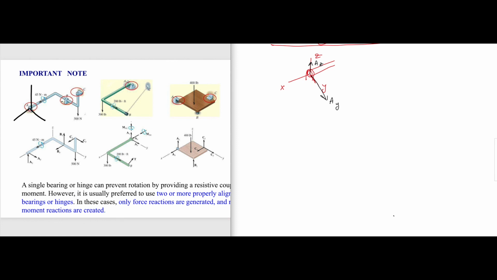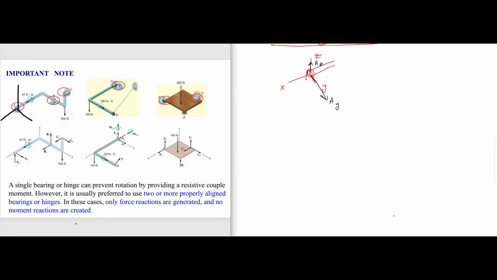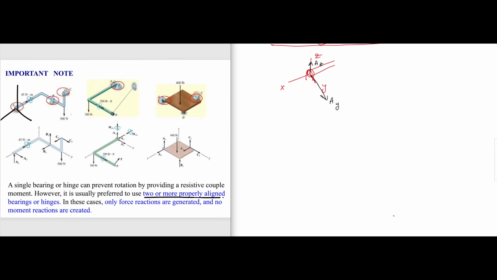In a system, if you have two or more properly aligned bearings or hinges, we only draw the force reactions, no moment reactions. That means here, you see, this is a journal bearing. This is another bearing. That is another bearing. If you have these two bearings, just look at A and B. Imagine there is no C.